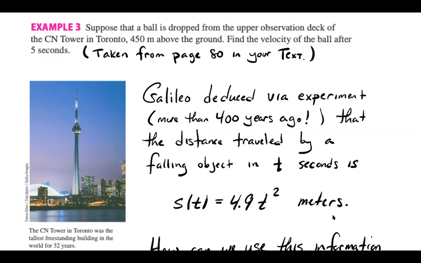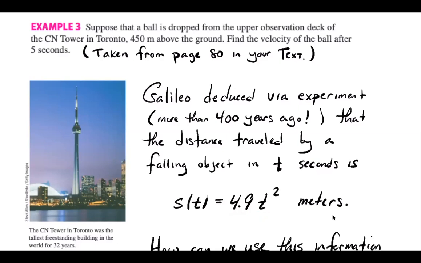It's an amazing fact that more than 400 years ago, Galileo, via experiments, was able to deduce that the distance traveled by a falling object is proportional to the square of the amount of time that it falls. And through further experiments, ignoring air resistance here, since different objects will fall at different rates depending on their air resistance, but making some simplifications here on Earth, the constant of proportionality is approximately 4.9. Here I'm measuring distance in meters, time in seconds, okay?